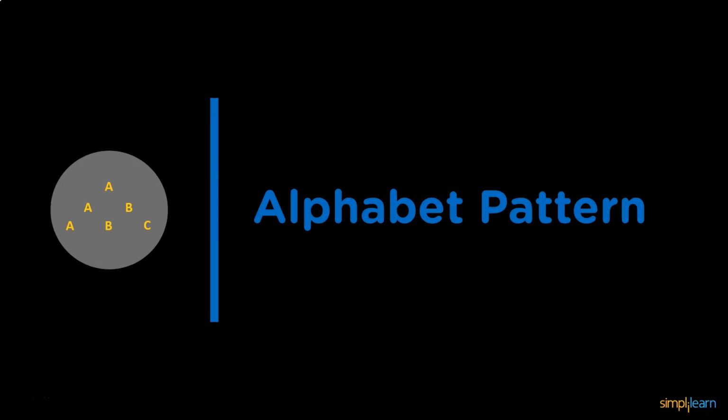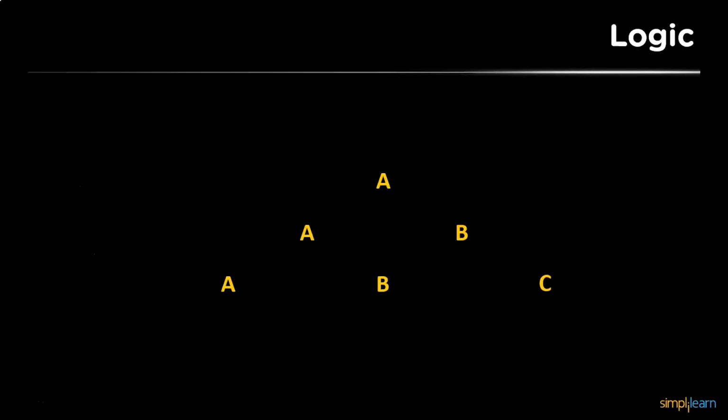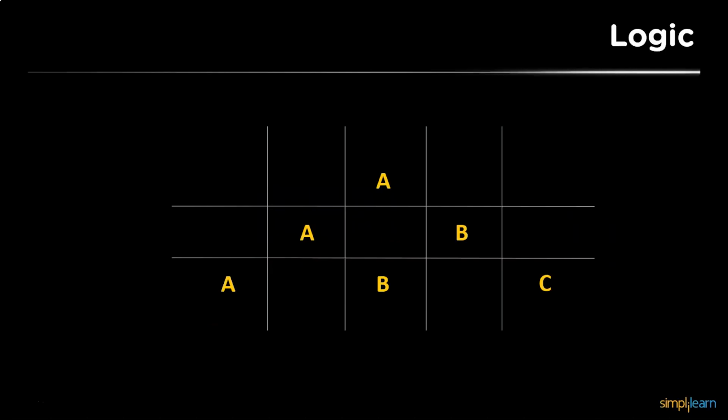Our next pattern is a pyramid again. Instead of numbers and stars, we are going to use the alphabetical values. Now let's check out the logic. Even here you can see the logic is similar to the pyramid logic. Now let's check out the code and execute the code and see the pattern.